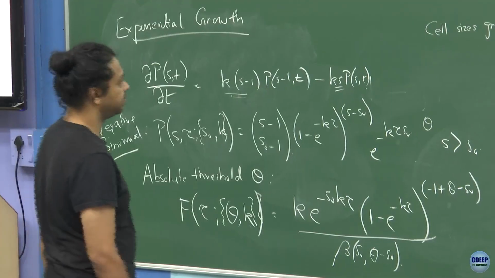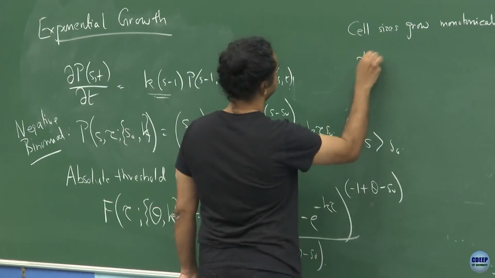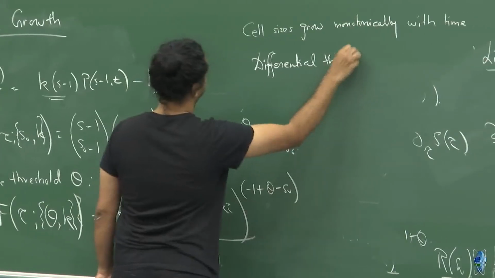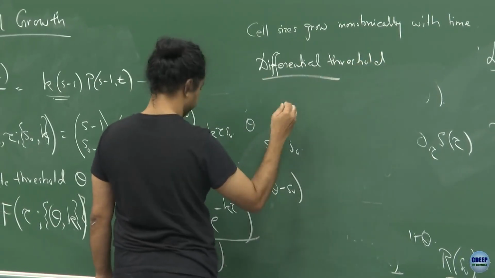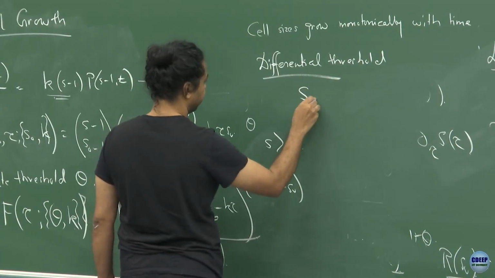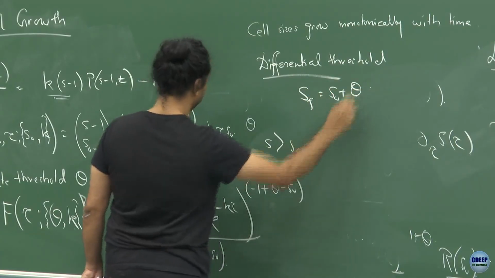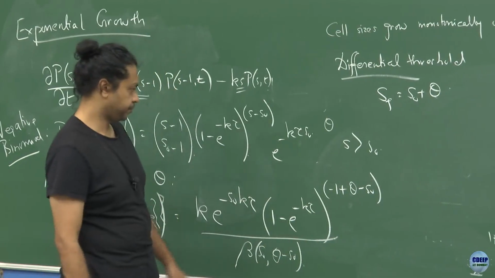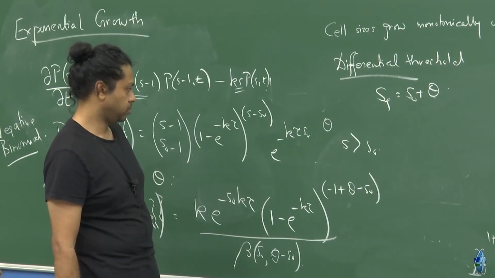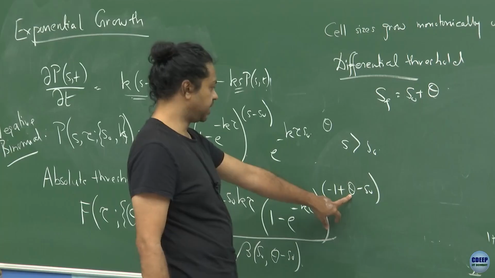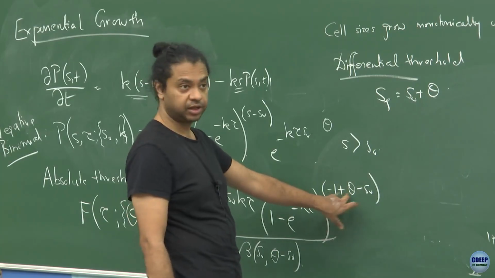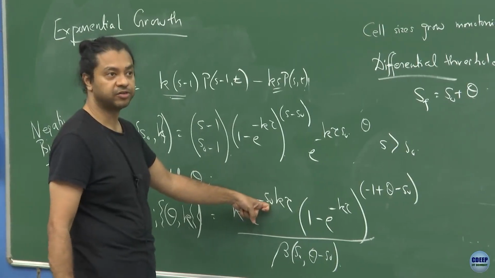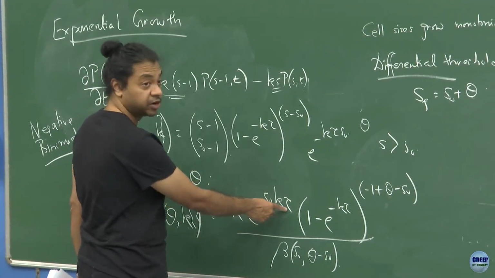If I were to choose a differential threshold, instead of an absolute threshold, which means that I divide when I reach SF, which is S naught plus some constant theta. Here, of course, the final size would become S naught plus theta instead of theta. So here you would not get any dependence on the initial size, but this term would continue to have a dependence on the initial size because this is e to the power of minus S naught k tau.